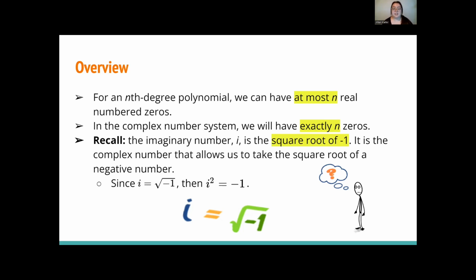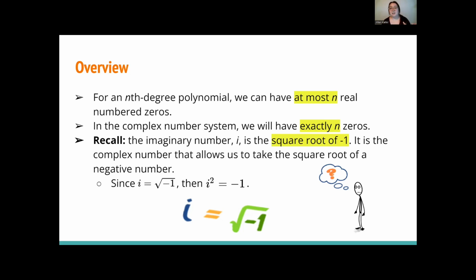Also, since i is equal to the square root of -1, that also means that i squared is -1. We can see that there as well. This is what's going to allow us to have exactly the number of zeros as the degree of our polynomial, because we are now introducing the fact that we can take the square root of a negative number.